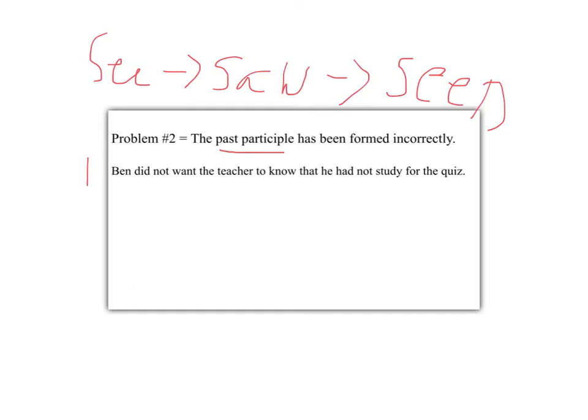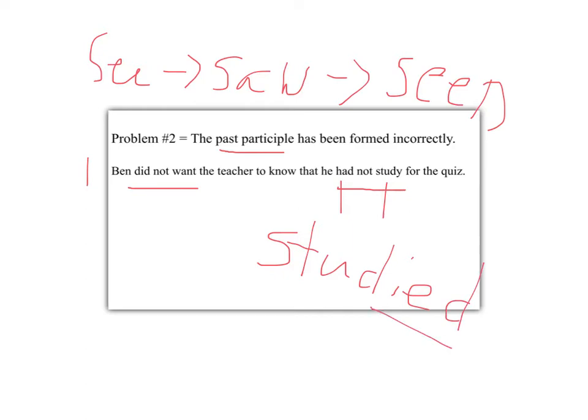So let's look at our example here. "Ben did not want the teacher to know that he had not studied for the quiz." Here, this verb phrase, Ben did not want, is correct. But here, he had not studied, is incorrect. He is using past perfect, which is had plus the past participle, but here he has not made the past participle. He's only given the base form, so he needs to add the -ed to make it the past participle.